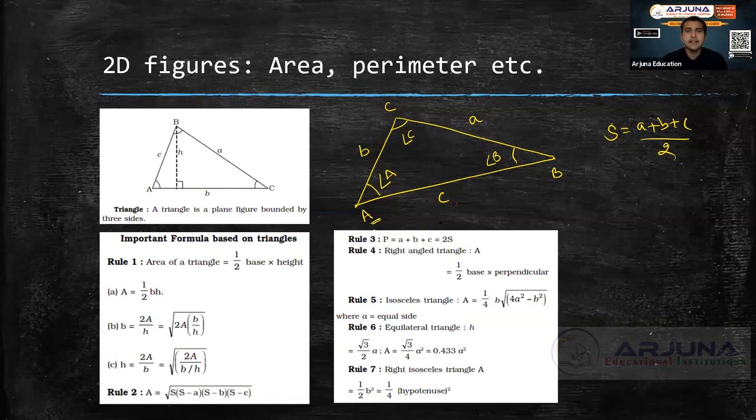Okay, right angle triangle, half into base into height. Height is that perpendicular. And when it comes to the equilateral triangle, you should know the area. Area is root 3 by 4 a square. Root 3 by 4 a square. So this is the area of an equilateral triangle. Okay, so you should remember this formula.